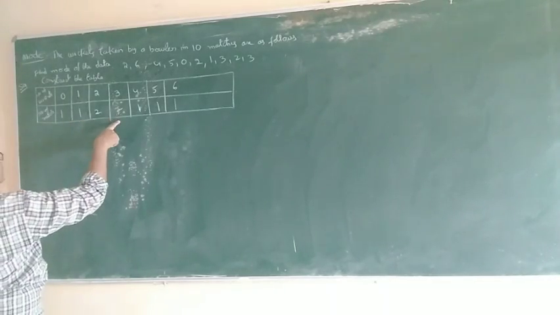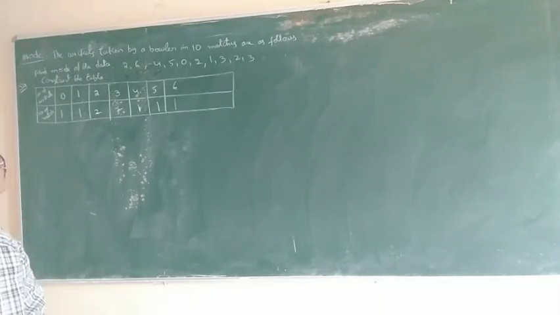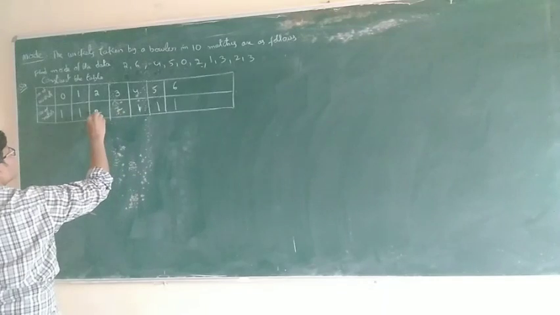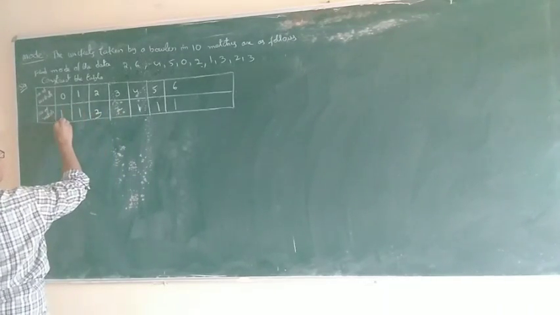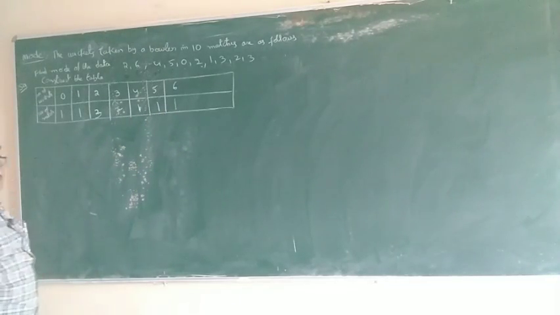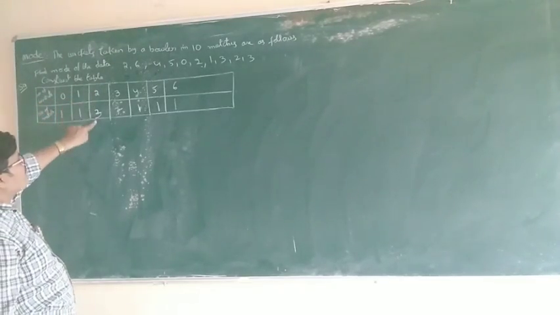2, 4, 6, 9. This is 2 wickets. 2 wickets, how many matches? 1, 2, 3. 2 wickets, 3 matches. So 1 plus 1, 2, 5, 7, 8, 9, 10. 10 matches. Totally 10 matches. So 0 wickets, how many matches? 1 wicket, how many matches? 2 wickets, how many matches?